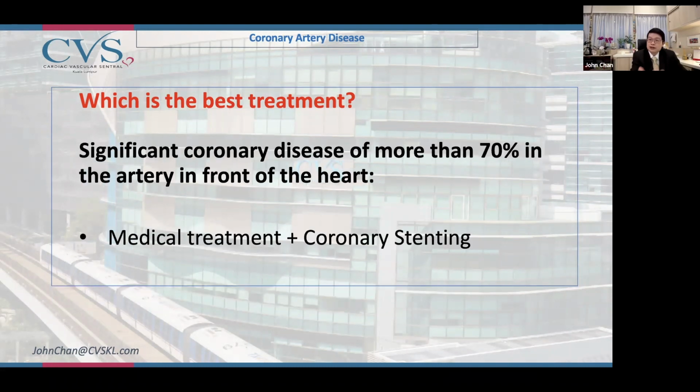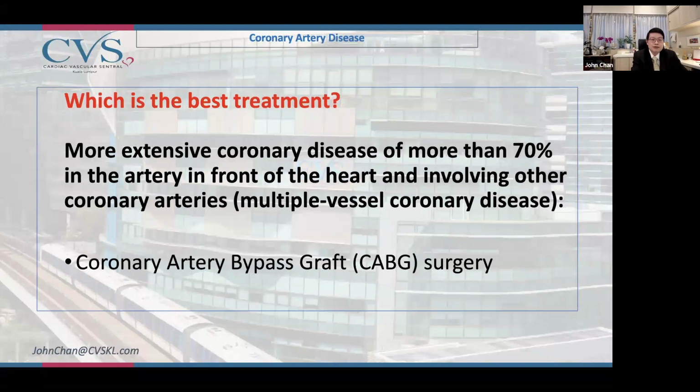Now, if you have more significant coronary artery disease, particularly if it involves the artery in the front of the heart and narrows it by more than 70%, then medical treatment is still needed. But in this situation, coronary stenting would be beneficial as well. For even more extensive coronary artery disease involving that main blood vessel in front of the heart, narrowing by more than 70%, and particularly if it involves multiple other coronary vessels, what we call multi-vessel coronary disease, then coronary artery bypass graft surgery is the best option.